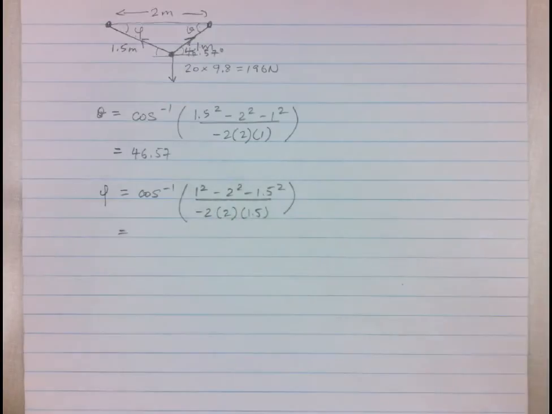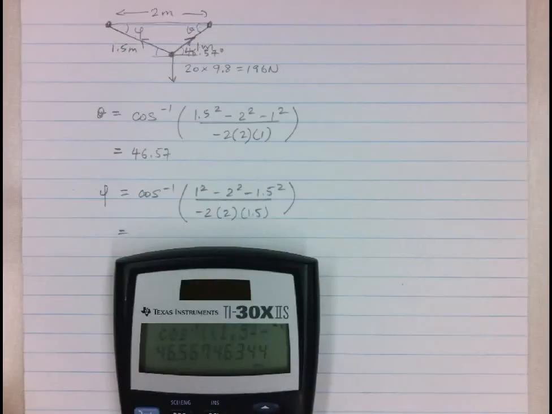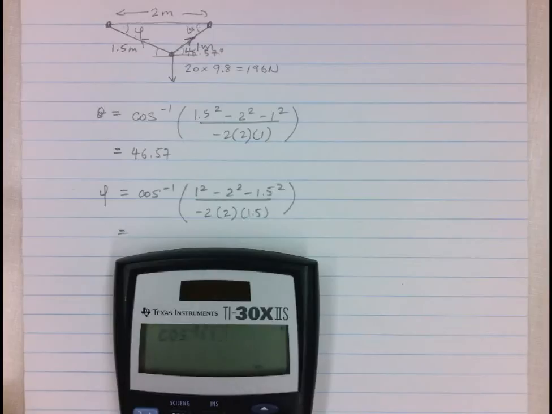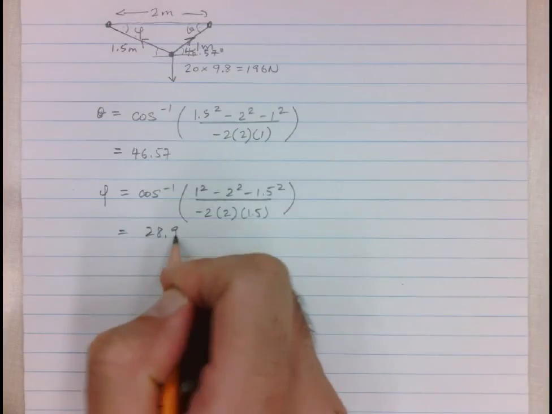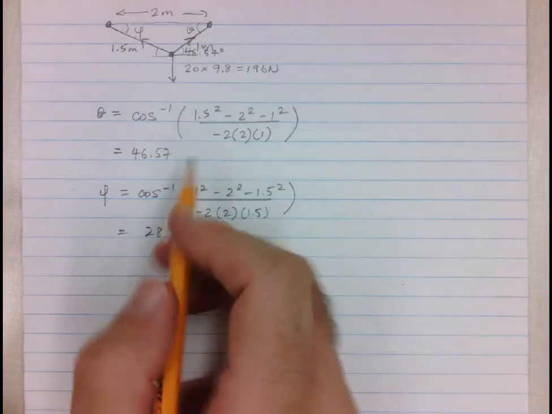Again, let me calculate that here. We've got cos inverse. Again, open up my bracket for the numerator, 1 squared minus 2 squared minus 1.5 squared. Close bracket, divided by, open up a new bracket for the denominator, negative 2 times 1.5, and close off my 2 brackets, and I get 28.96.